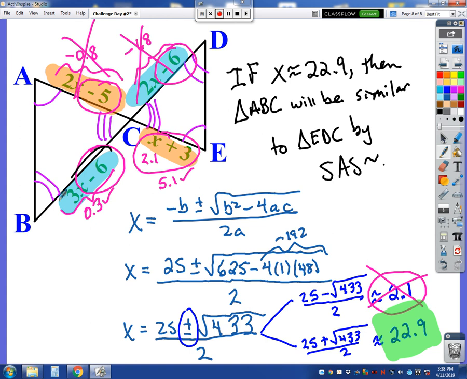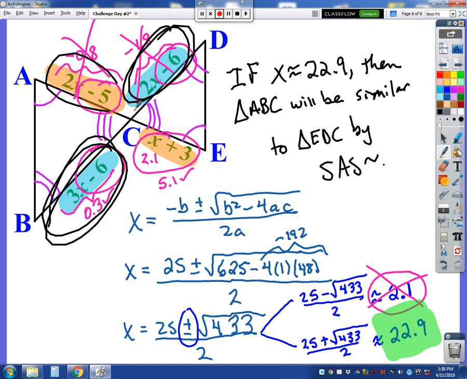Because if I go plug this back in, I'm going to get side lengths for this piece and this piece, and for this piece and this piece, and they will be in equal ratios, because that's how I got the 22.9 to begin with. Now, don't fret, I will not have anything that will involve you using the quadratic formula on the test. But this is a super challenging problem.